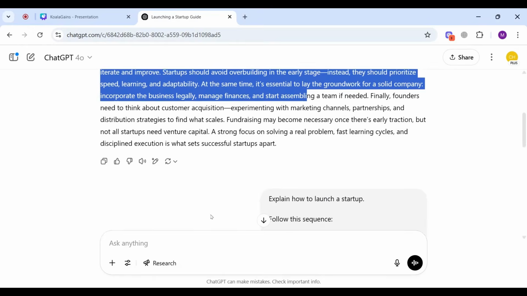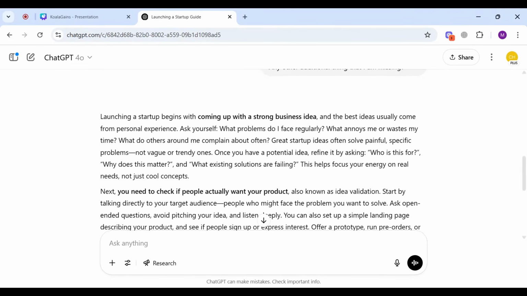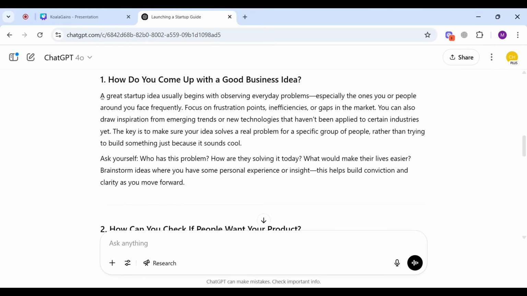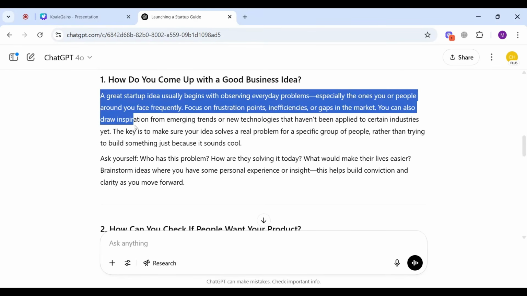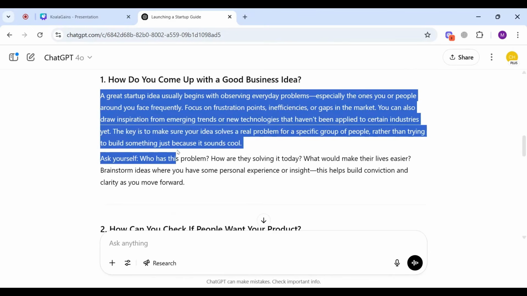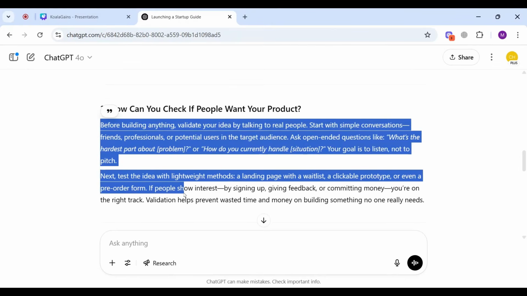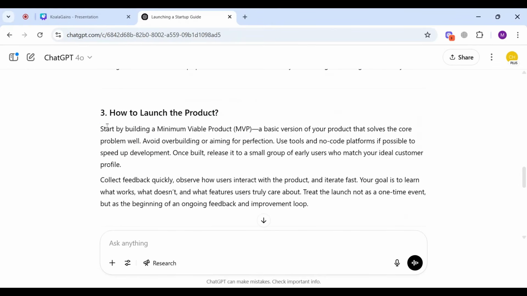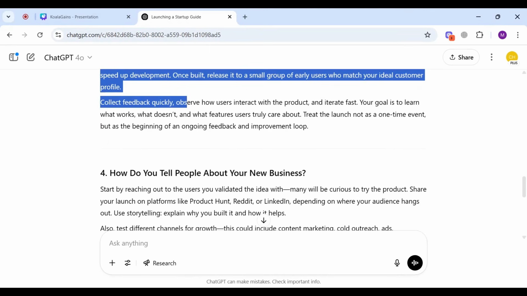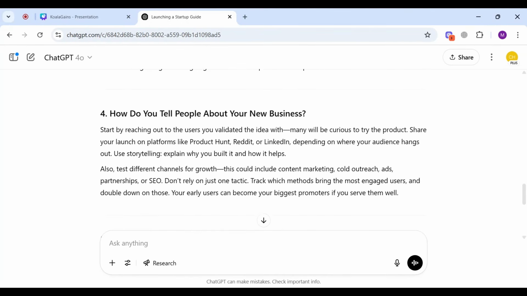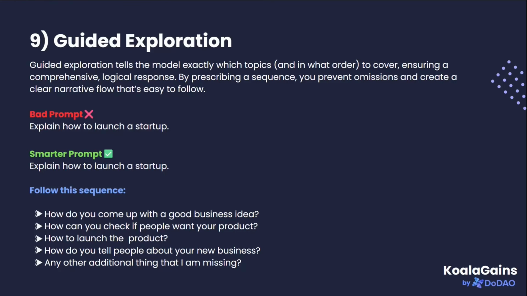First, it starts the response by answering this question: how do you come up with a good business idea? Then it answers me, how can I check if people really want my product? Then it answers me how to launch a product, and in the same manner, it continues to answer all my questions. Guided exploration helps it think more deeply, and also helps it avoid skipping over important points.